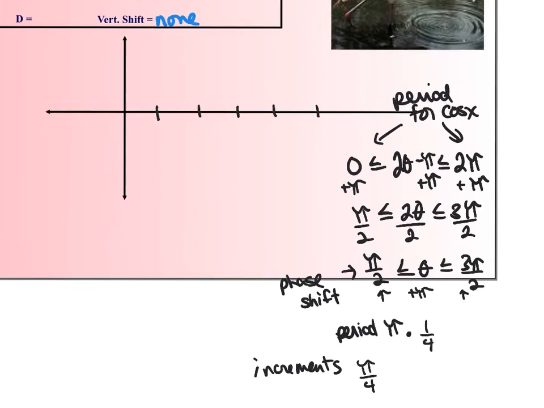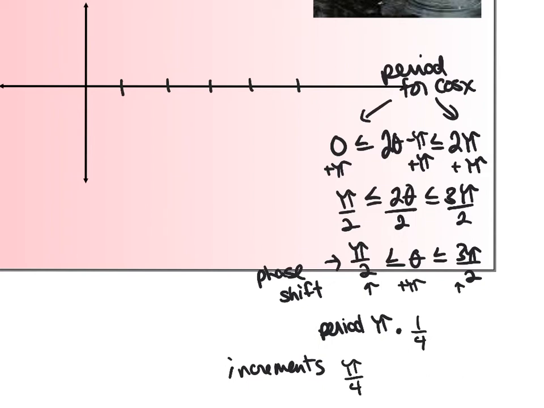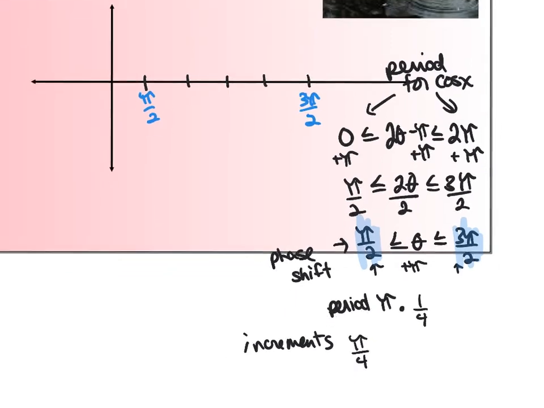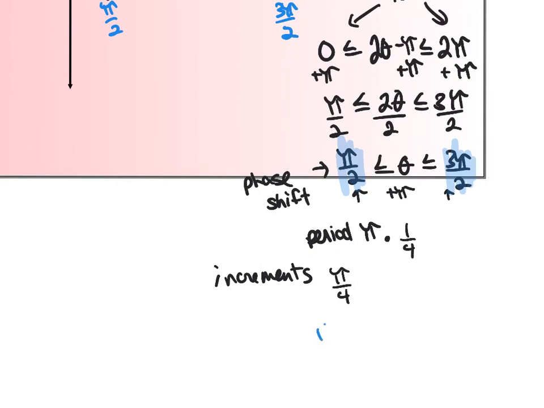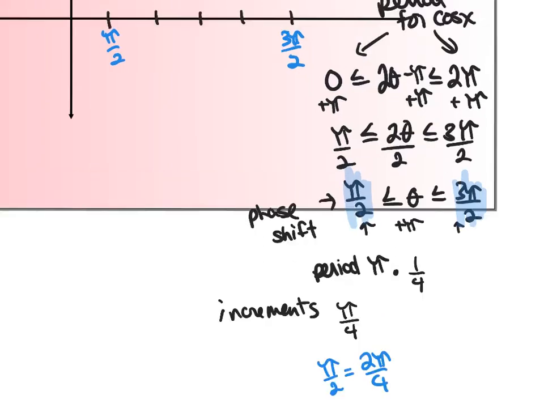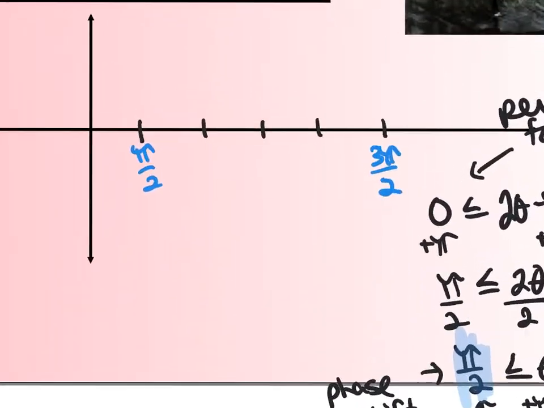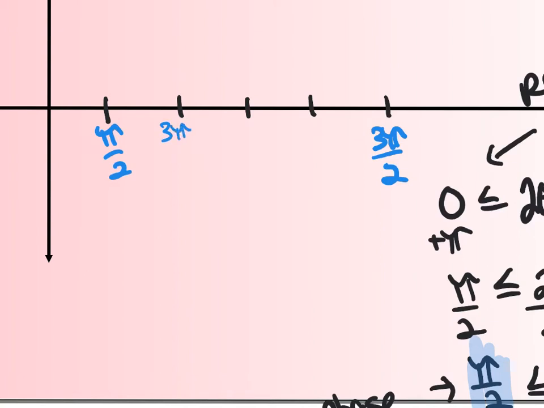Okay, so I know my start. I'm going to highlight my start is at pi over 2, and my end is 3 pi over 2. So I'm going to mark pi over 2 and 3 pi over 2. And then the increments in between are pi over 4s. Now, if you think about pi over 2 as a pi over 4, that would be 2 pi over 4. So I'm going to pretend that's a 2 pi over 4, and I'm going to add pi over 4, so I get 3 pi over 4, 4 pi over 4, which is pi, 5 pi over 4, and 3 pi over 2 is 6 pi over 4.